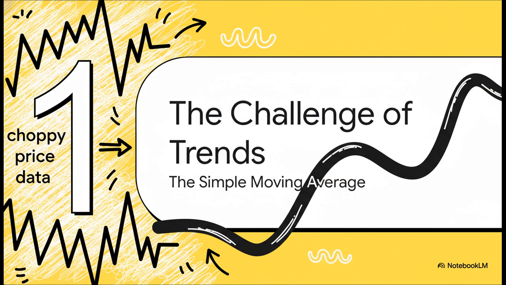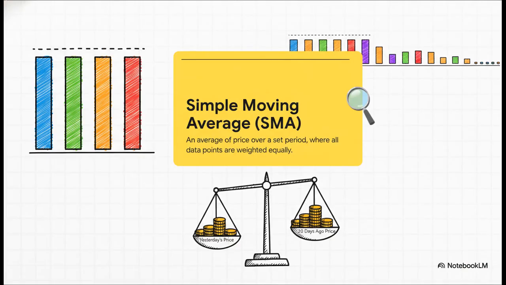The very first tool that most traders learn about is the simple moving average, or SMA for short. And the name really says it all. It's simple, and it's an average. Its whole job is to take all that choppy price data and turn it into one single, smooth line. So what is it exactly?